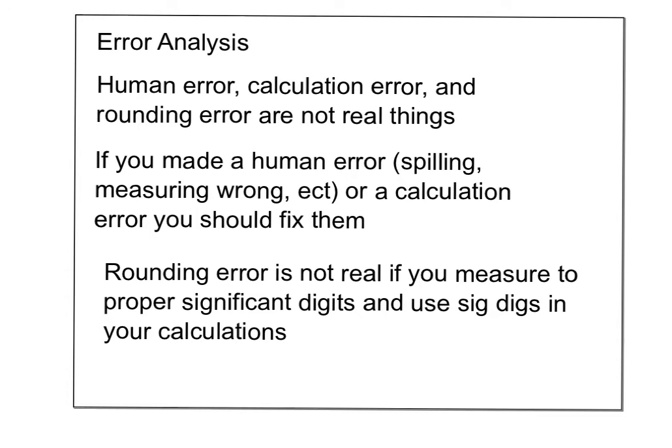Here's the thing. If you know that you made a mistake in the lab, or you know you made a calculation mistake, you should fix them before you submit your lab. Or if you spill, you should run another trial, right? I know some of you let your burette get down too low and now it was past where all the markings were, right? That's a human error. You need to redo that trial because you don't have an accurate measurement. Okay, rounding error is not going to be a factor if you measure with the correct number of significant digits and use sig figs correctly in your calculations.